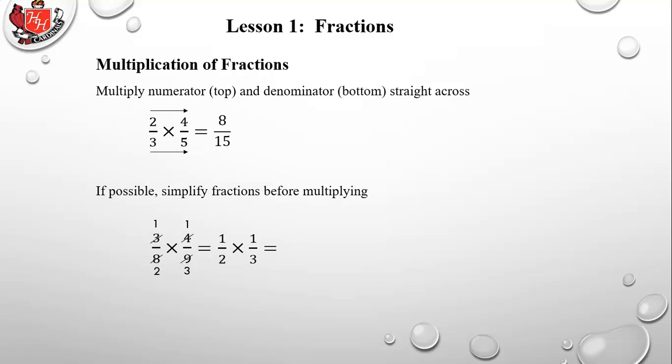1 times 1 is 1. Or just go ahead and rewrite it: 1/2 times 1/3. 1 times 1 is 1, and 2 times 3 is 6. If you had done that problem without canceling, you would have had 3 times 4 is 12, and 8 times 9 is 72. 12 over 72, then you'd have to reduce that fraction down, and it would reduce down to 1/6.